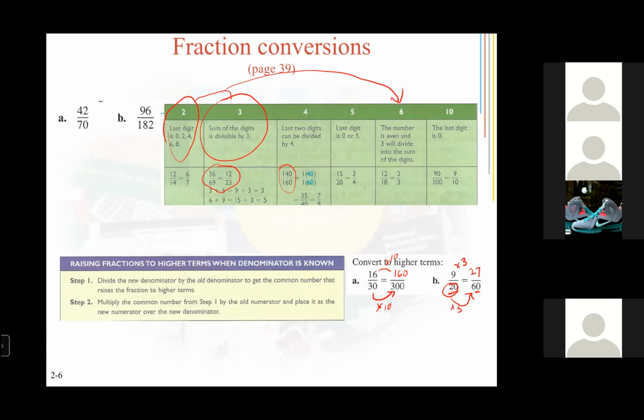Okay. So the principle here is you divide the new denominator by the old denominator to find what the common number is that raises the fraction. So in the first one, 30 into 300 goes 10 times. So once you get that common number, you're going to use that number to multiply the numerator to find what the new numerator should be. So 10 times 16 is 160.